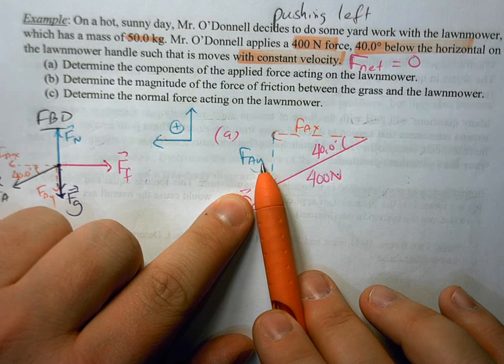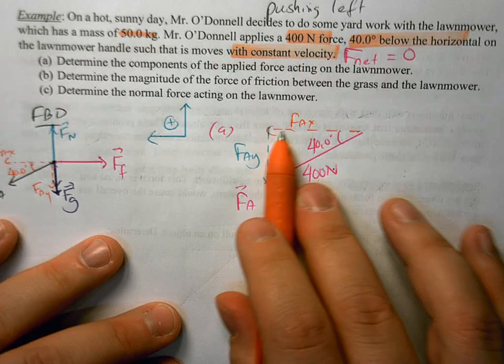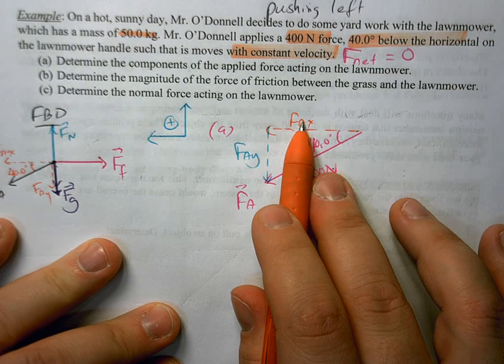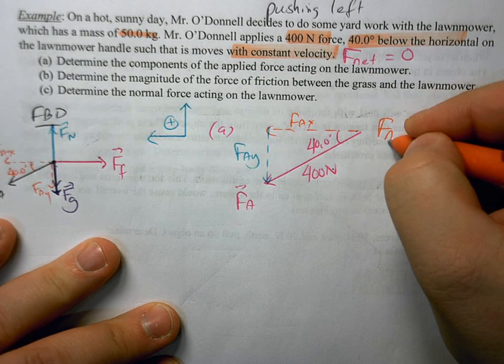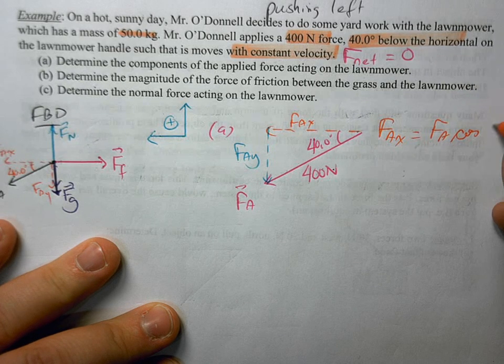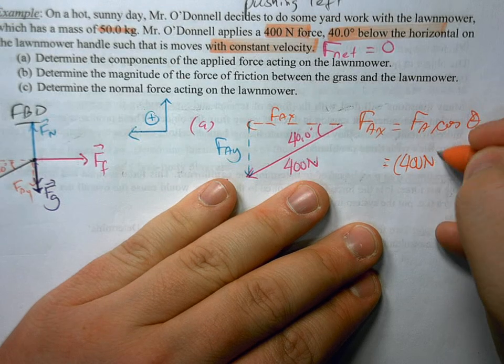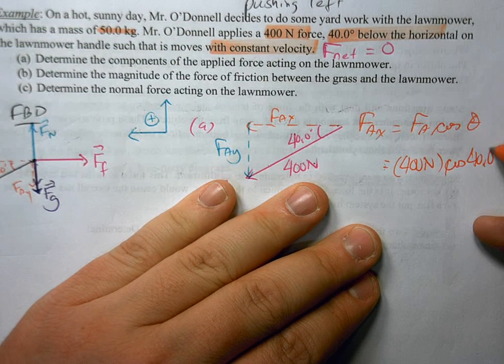The Y component is going to be my opposite. FAX is going to be my adjacent, since I'm using my adjacent and my hypotenuse to get FAX. We're going to need cosine. So FAX is going to be that applied force times cos of my angle. So I have my 400 newtons times cos of 40 degrees.